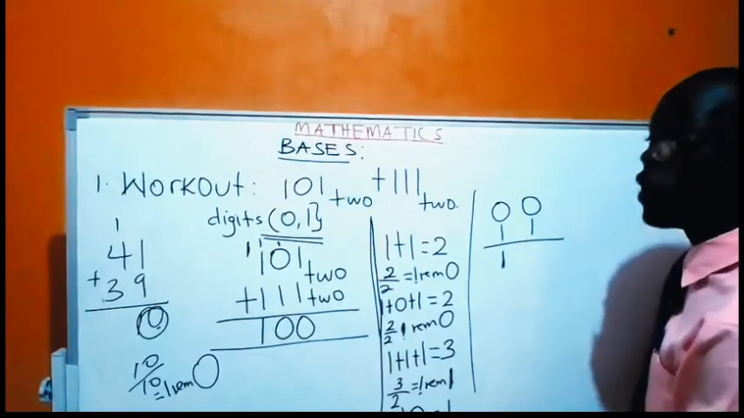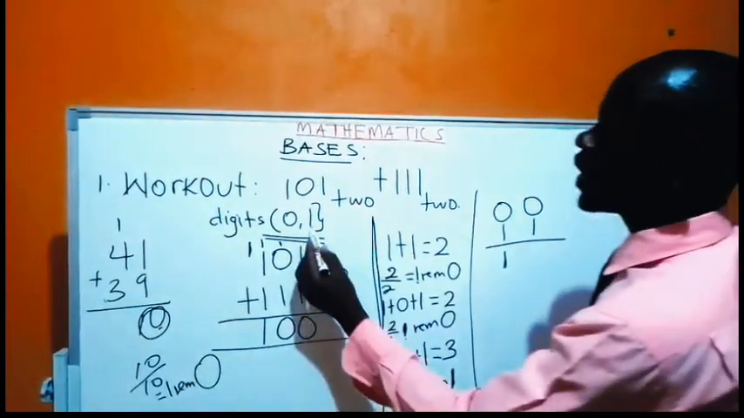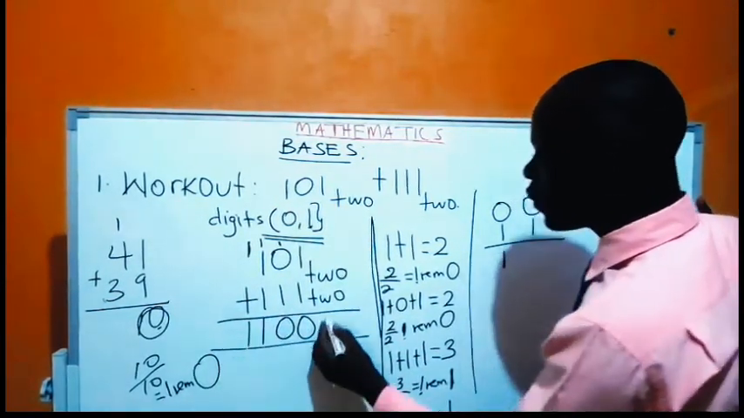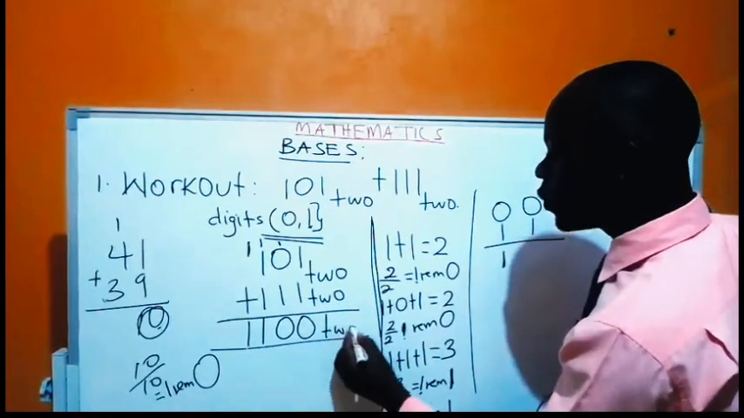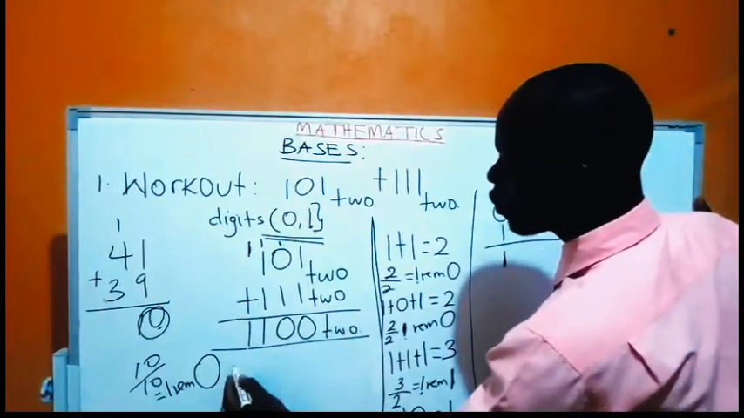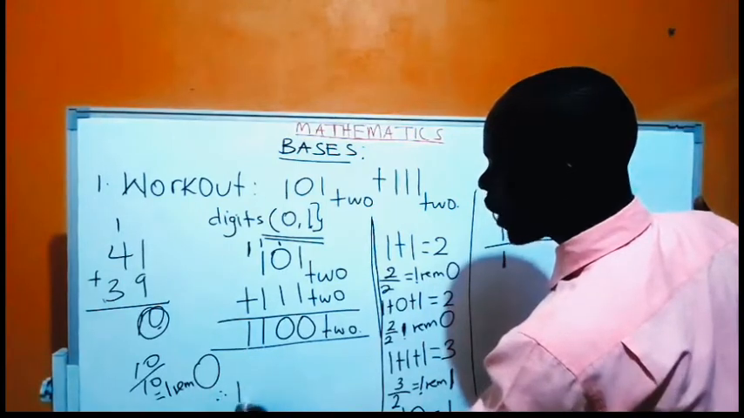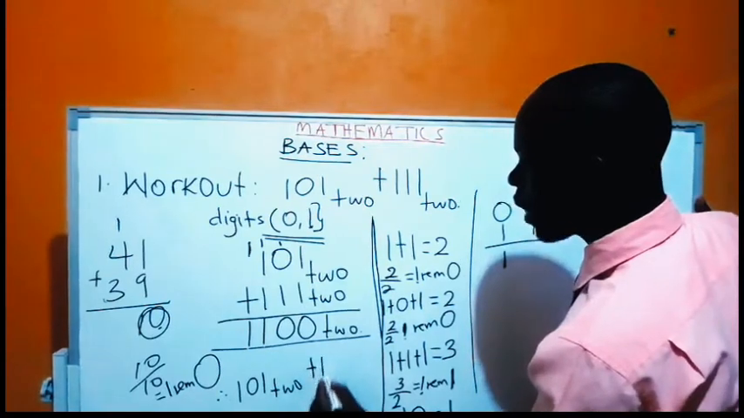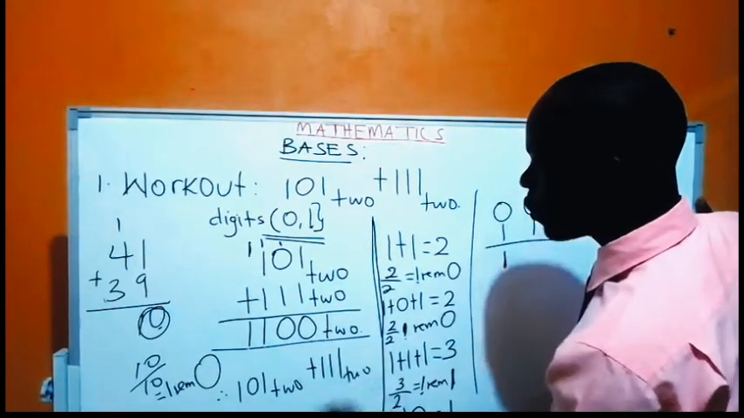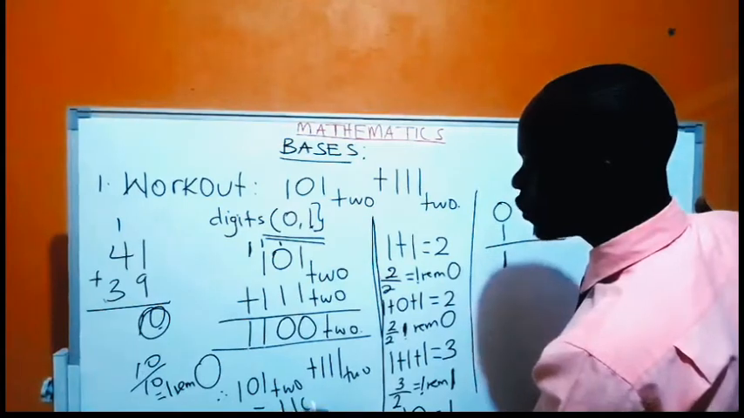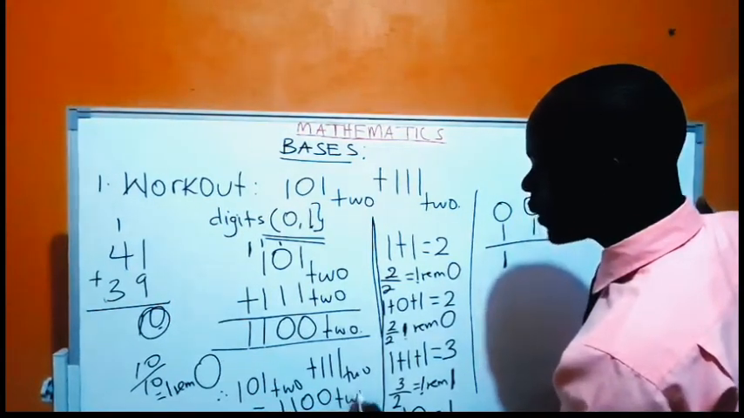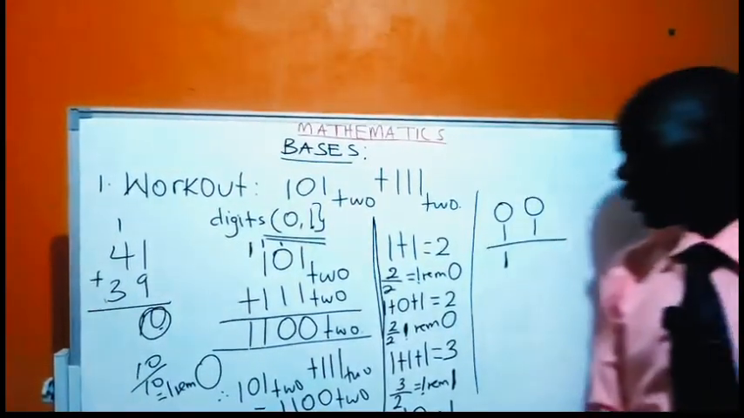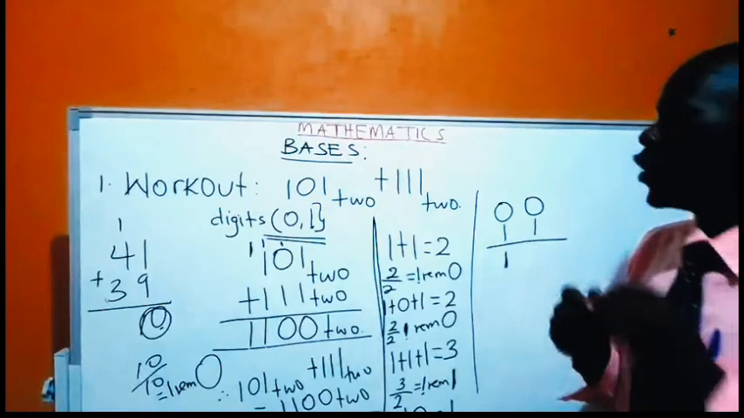Now this 1 you cannot divide by 2, because 1 is fitting under the digits of base 2. You now come and put here 1. Don't forget to write your base name so that when you are concluding, you say therefore 101 base 2 plus 111 base 2 equals 1100 base 2.